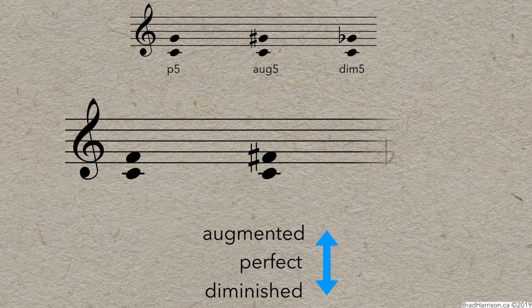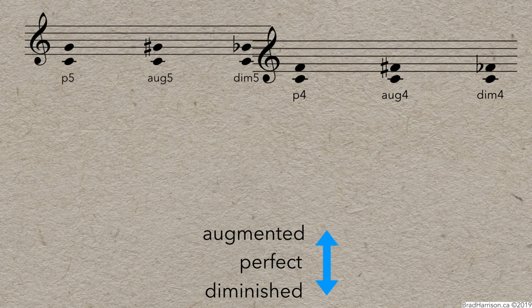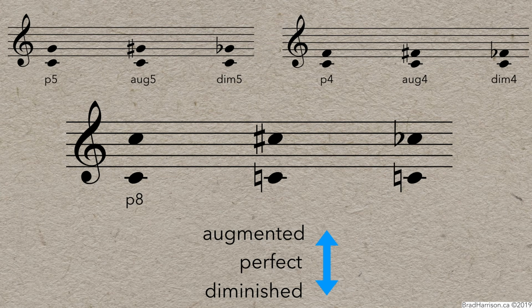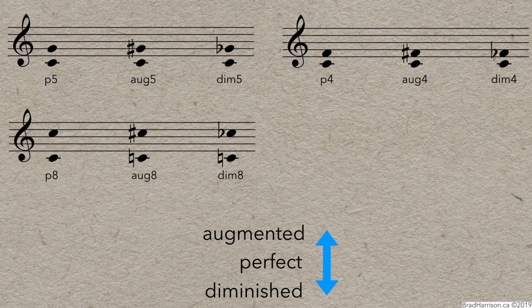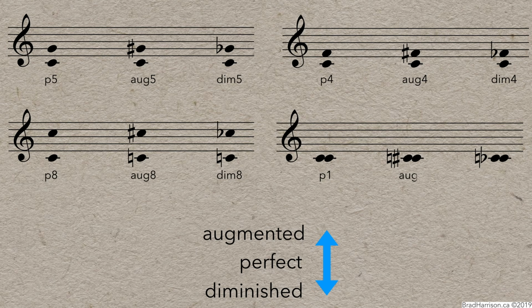Same thing for fourth. This is a perfect fourth. 1 semitone larger is augmented, and 1 semitone smaller is diminished. Also, the perfect octave can be made augmented or diminished by making it a semitone larger or smaller. A perfect unison can be augmented, but a diminished unison isn't really a thing.